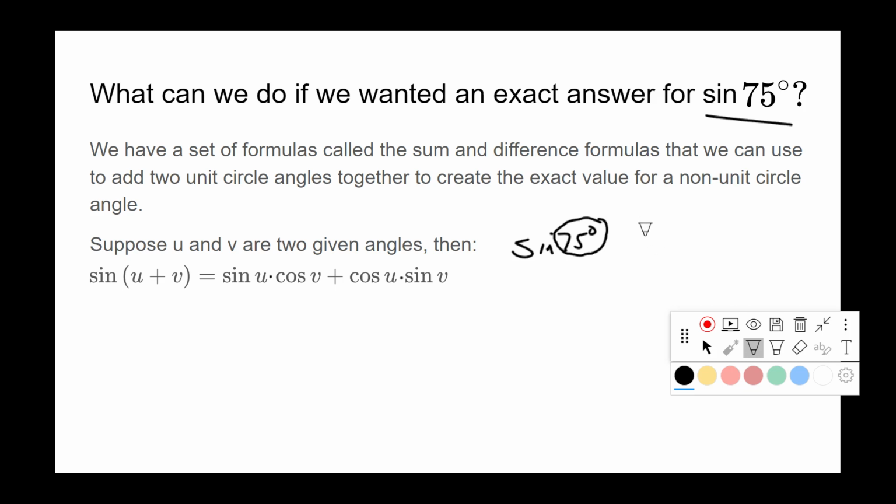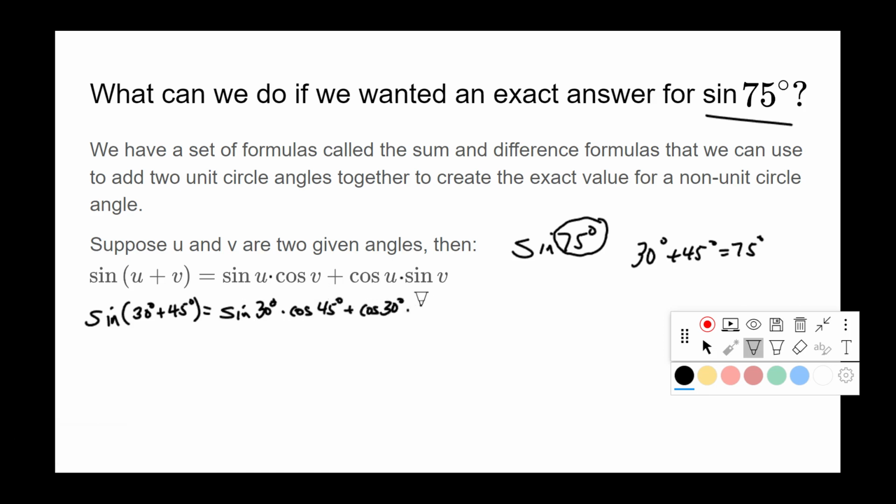So the easiest way to do that, I think, is 30 degrees plus 45 degrees, because I know that's 75 degrees. So I'm going to use my formula here to find the sine of 30 degrees plus 45 degrees. That makes u 30 and v 45. So I'm going to plug them into my formula, and I'm going to find the sine of 30 degrees times the cosine of 45 degrees plus the cosine of 30 degrees times the sine of 45 degrees. Now I'm going to work on the right-hand side here. 30 plus 45 is 75. So I know the sine of 75 is going to equal whatever all this is as I calculate it.